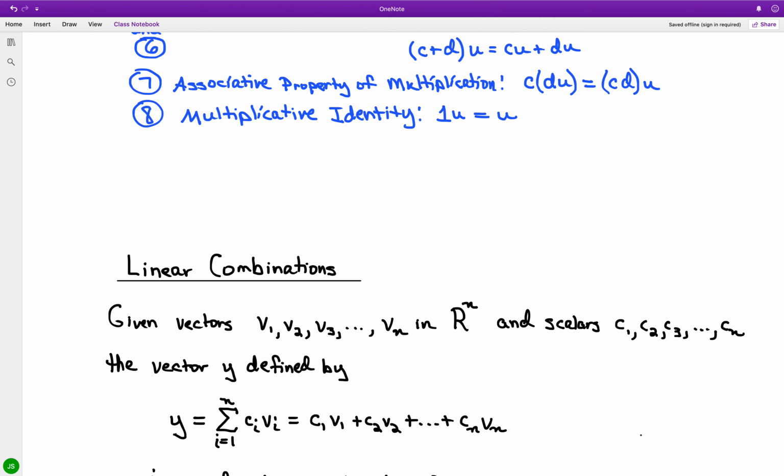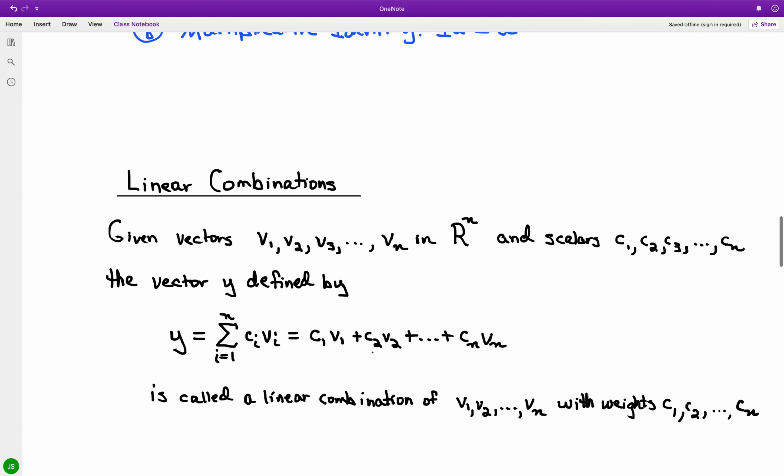For linear combinations, if you're given vectors, subscripted with 1, 2, 3, all the way out to n in Rn, and you have scalars such as c1, c2, c3, cn, where you have the subscripted values to match throughout, then you're going to have the vector y defined by y equal to the summation of c sub i times v sub i as i goes from 1 to n. And so we would have c1 times v1 plus c2 times v2 plus c3 v3 all the way out to cn vn.